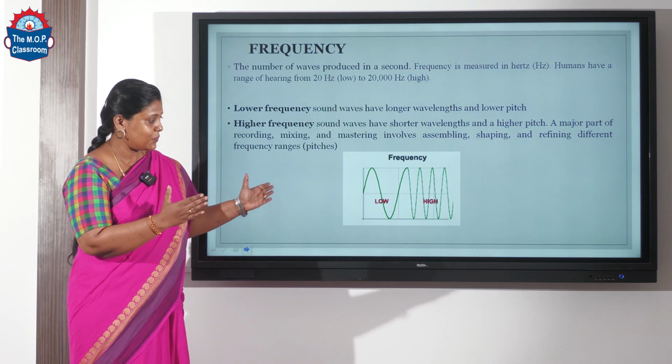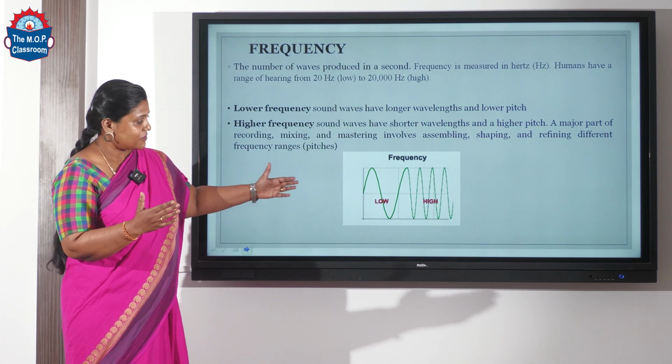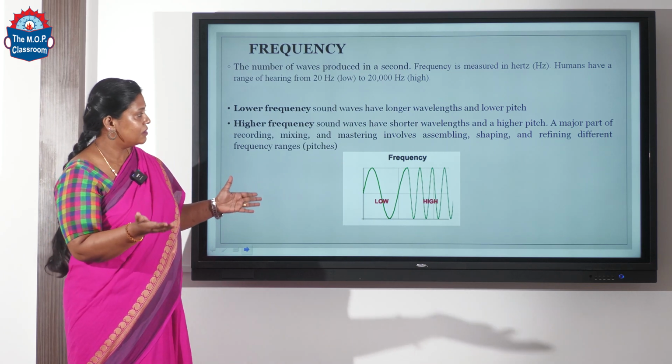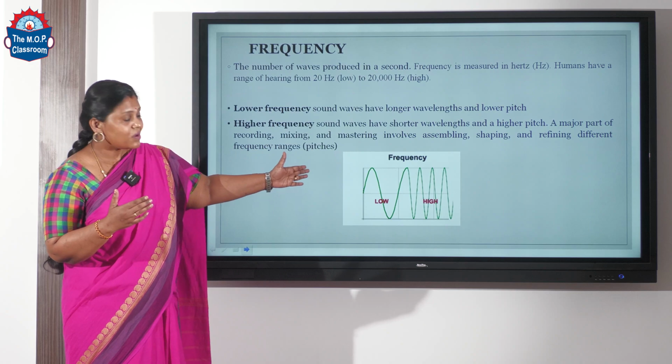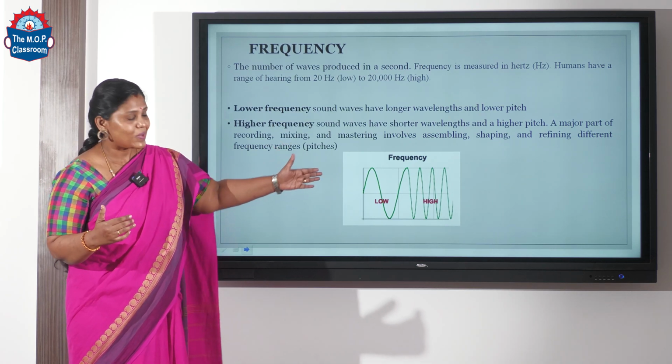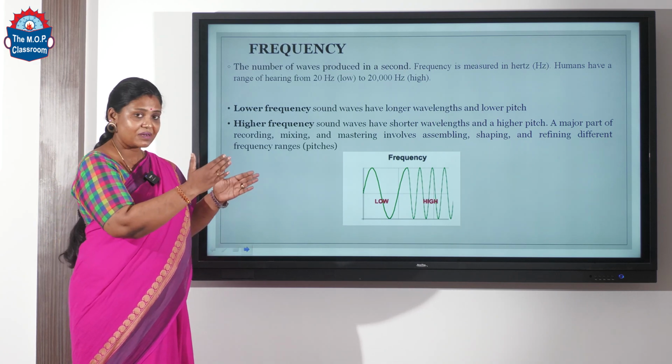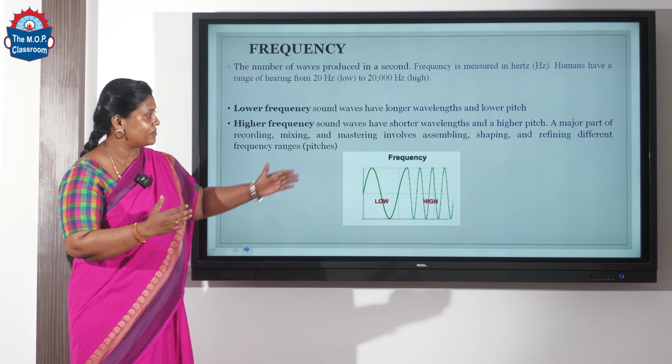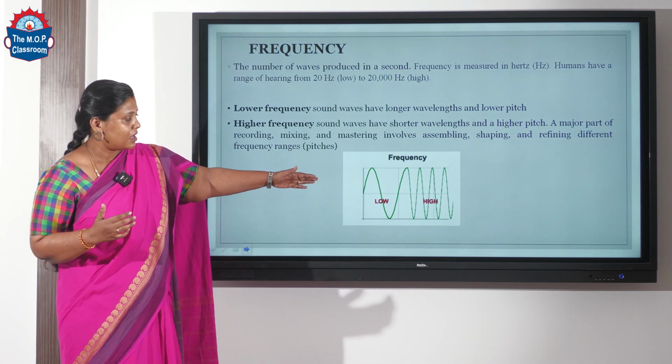So in the low range, here we see the waves have spread. There is a space between one wave and another, so we generally call them a longer wavelength. The longer the wavelength, the lower the frequency level. And when you have a shorter wavelength, where the waves are attached nearby, that is referred to as high frequency.